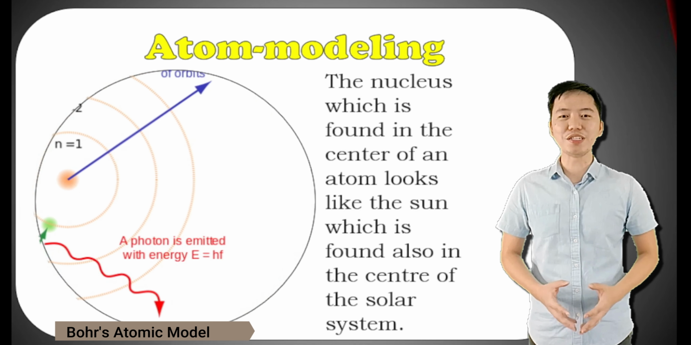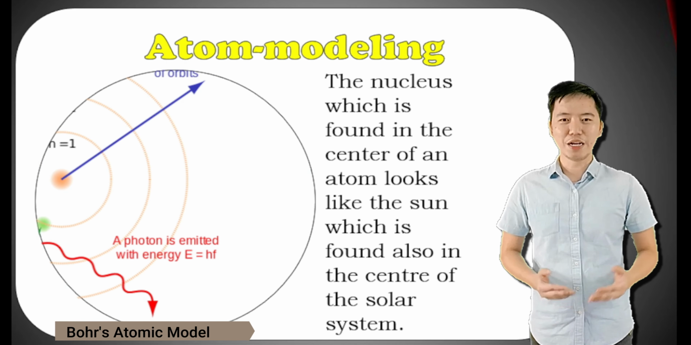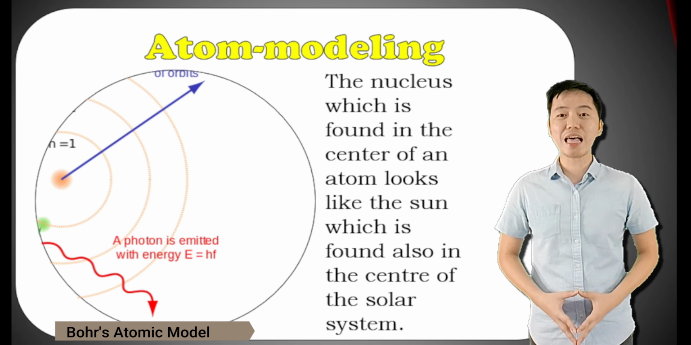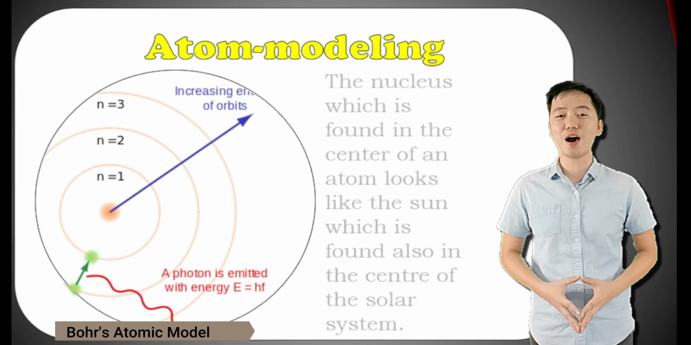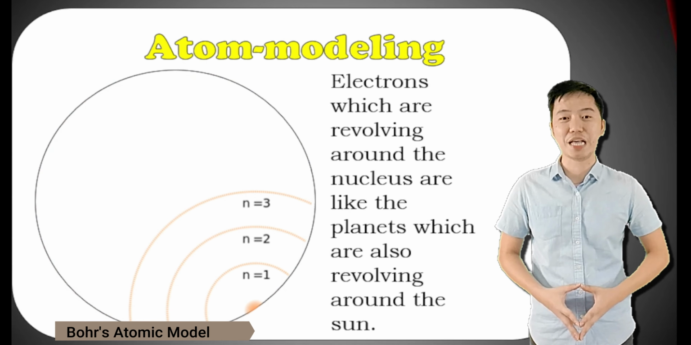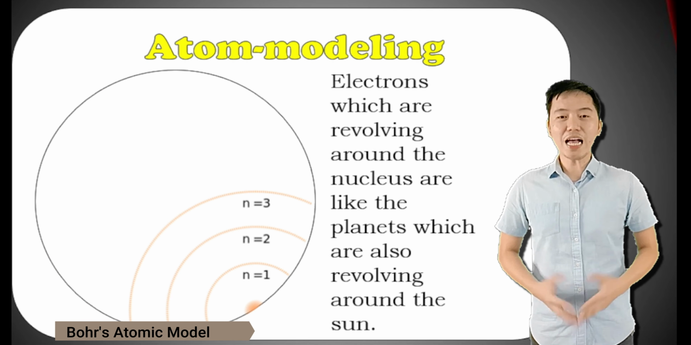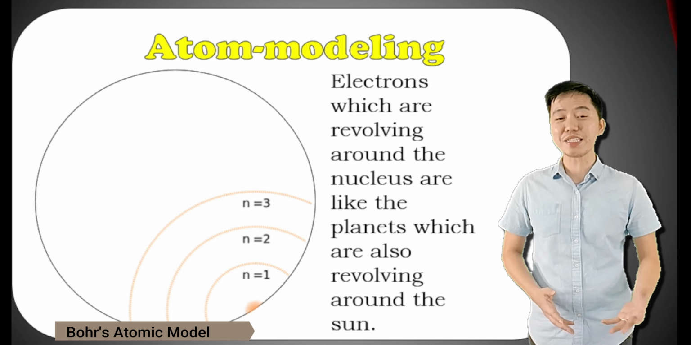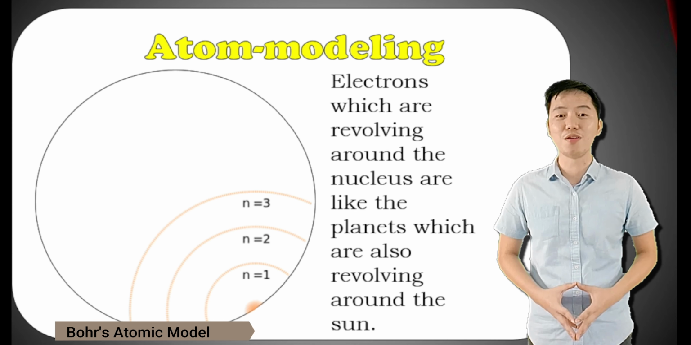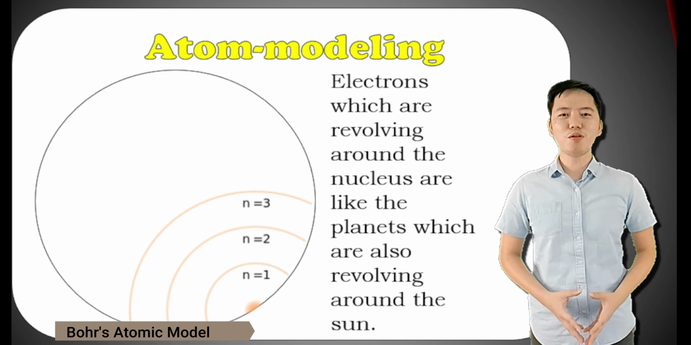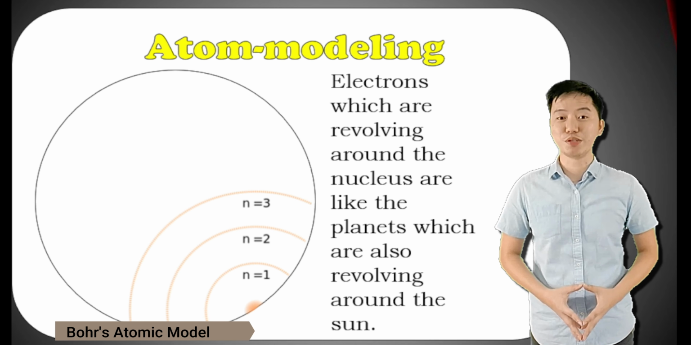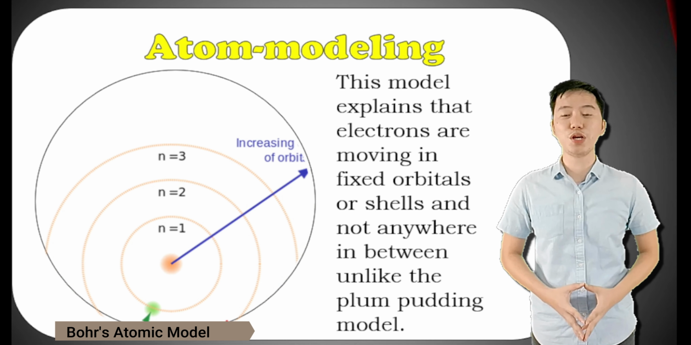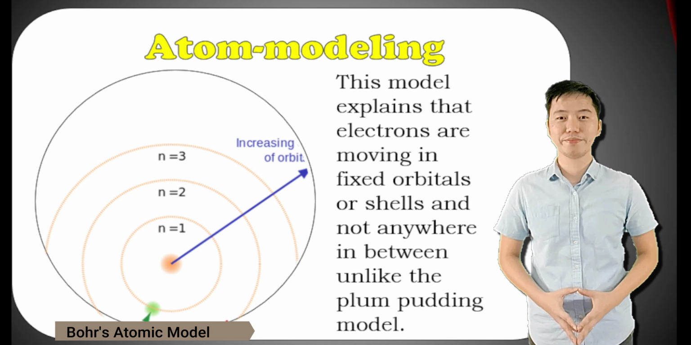It resembles the solar system. The nucleus, which is found inside the center of an atom, looks like the sun, which is also found at the center of our solar system. Electrons, which are revolving around the nucleus, are like planets which are also revolving around the sun. It is composed of a small nucleus surrounded by negatively charged electrons moving around the nucleus in specific orbits.